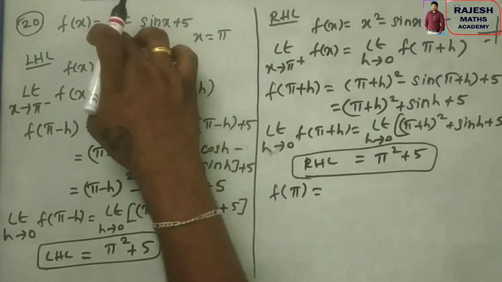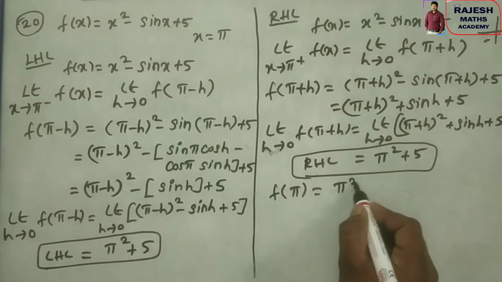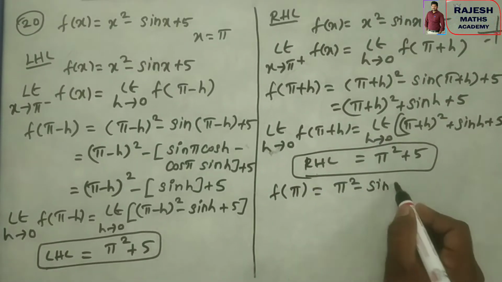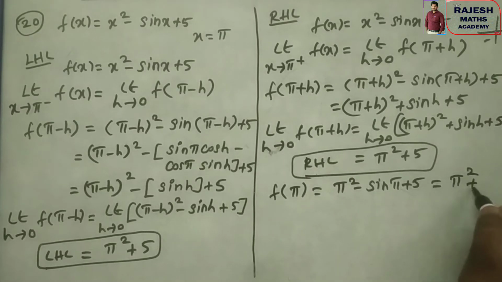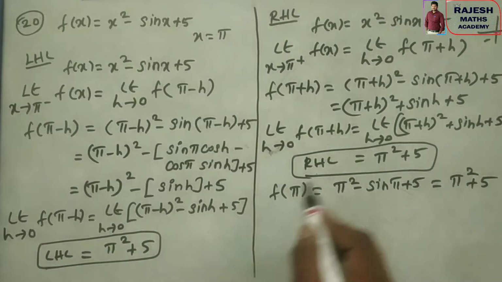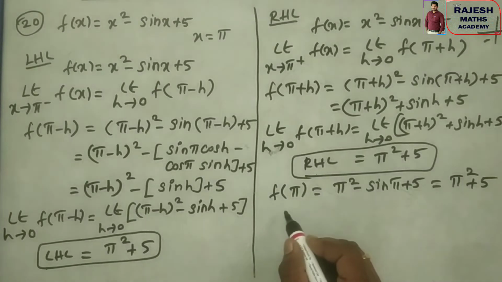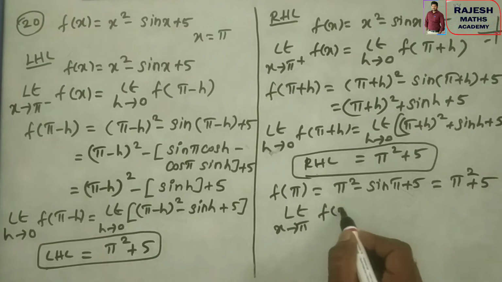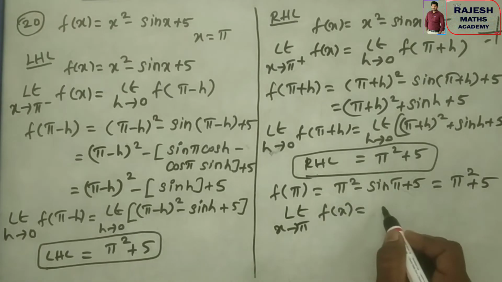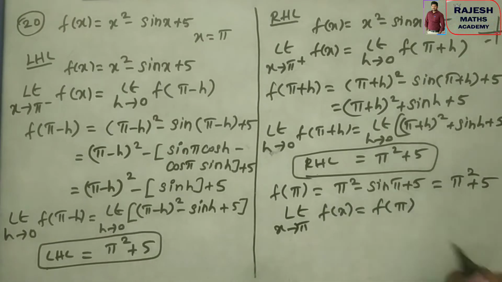F of pi, replacing x with pi, I will get sin square pi minus sin pi plus 5, which is equal to pi square plus 5. So LHL equal to RHL equal to value of the function. So I can decide the limit of the function. Limit x tends to pi f of x equal to value of the function f of pi.